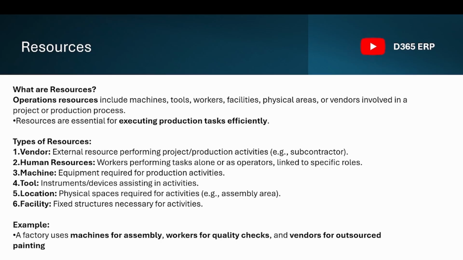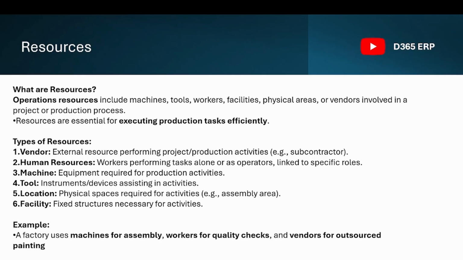So here is the example: a factory uses a machine for assembly, a worker for quality check, and a vendor for outsourced painting. In our example, let's say an assembly machine is in use to prepare a chair, the quality check is done by the worker, and a vendor is outsourced for painting the chair. So these are called resources.